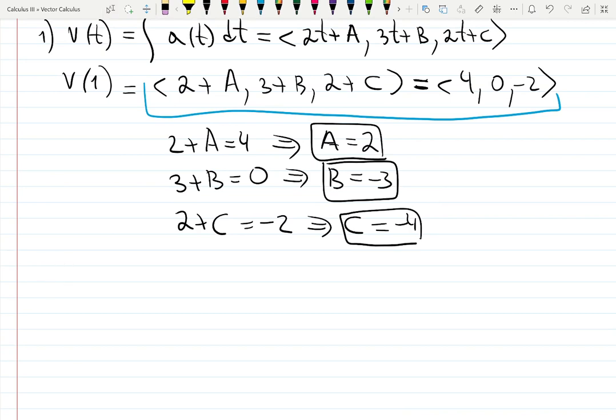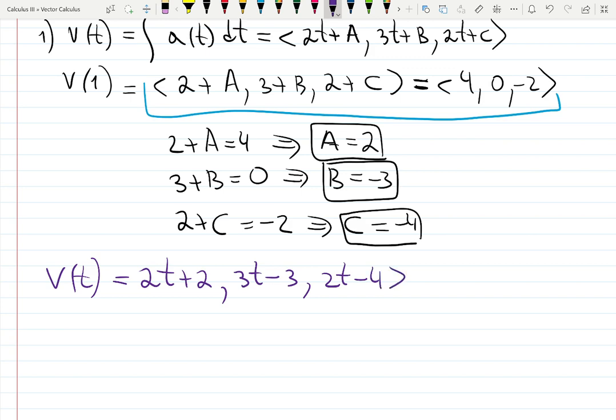Velocity, I will put it in a different color. V of t is 2t plus A, which we found is 2. 3t plus B, which is minus 3. 2t plus C, which is minus 4. And this is the vector. Put it in the box because we need it.